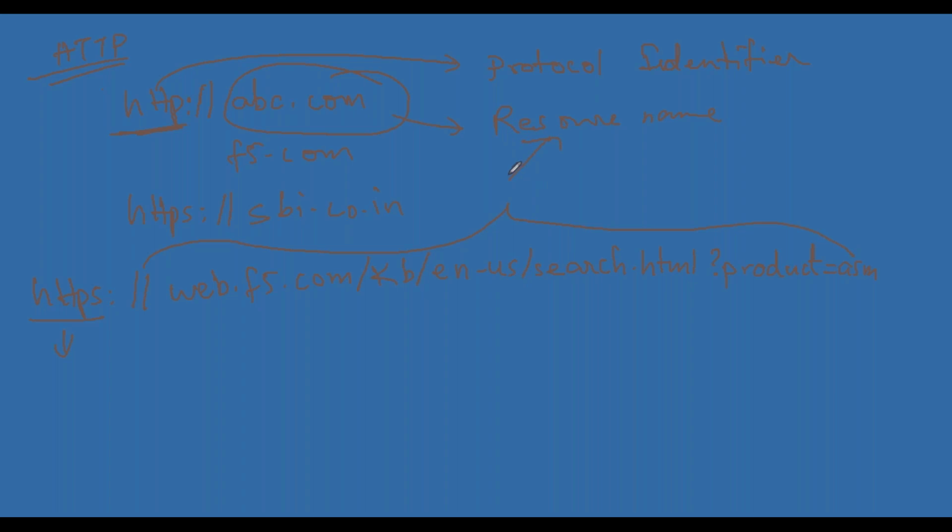And then this resource name is again broken down into various components, wherein this will be called your host name, and this will be your file name, or you can say the path where the file is located. And this search.html is your request object, and after the question mark, whatever you find, that will be your query string.